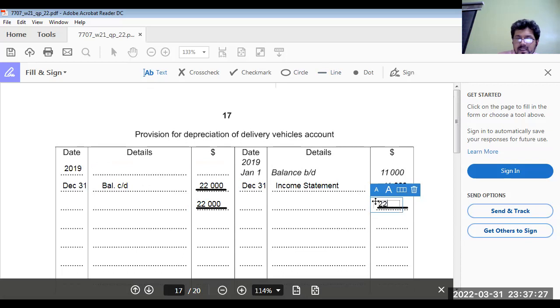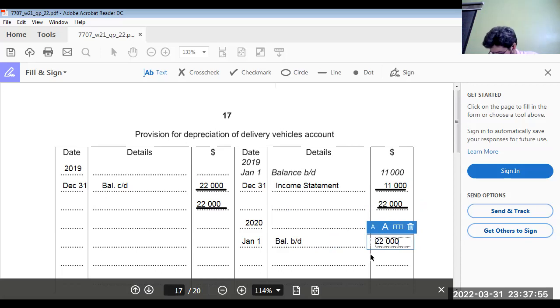Here you write. Done? Now, 2020, Jan 1, balance brought down. How much? Done? Okay. Balance brought down 22,000.